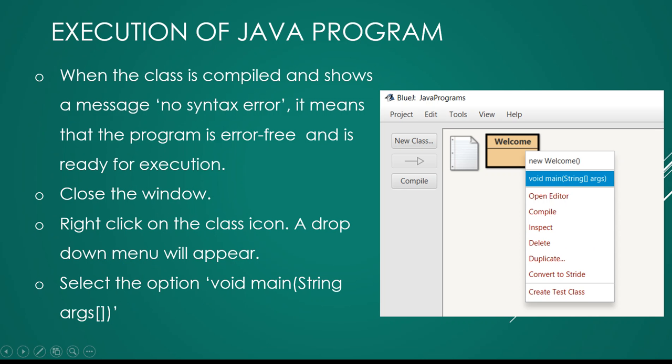Now how to execute it? Just close that window. Whatever you type, the program window has to be closed. After closing, you can see the class icon. Right click on that icon, and then click on void main. You can see void main (String[] args) on the menu, below new Welcome. Since you created a main function, it will be displayed in the list box. Just click on it.